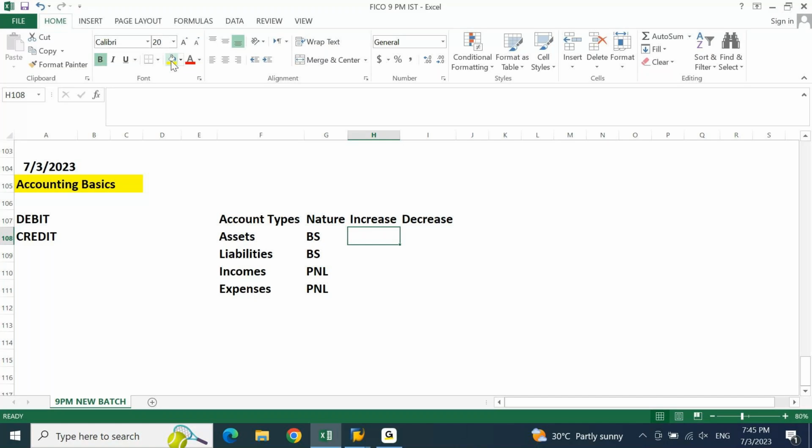Debit. If your asset value is increasing, you are going to debit it. If your asset value is decreasing, you are going to credit it. Okay, if the asset value is increasing, you are going to debit it. If your asset value is decreasing, you are going to credit it.